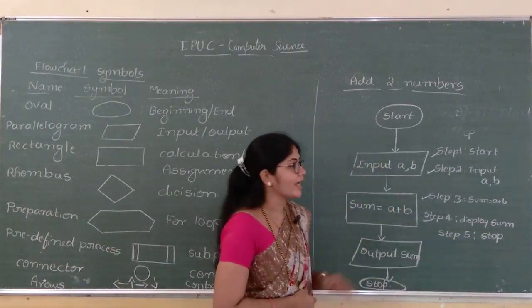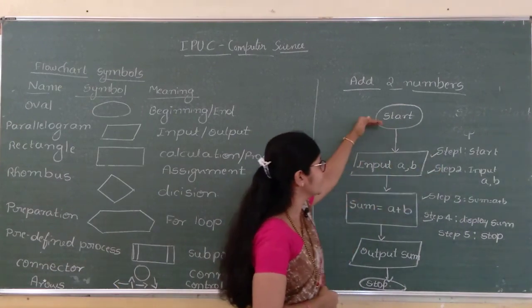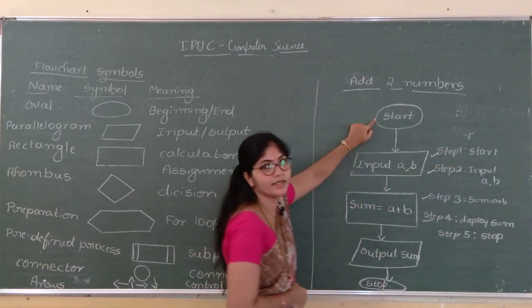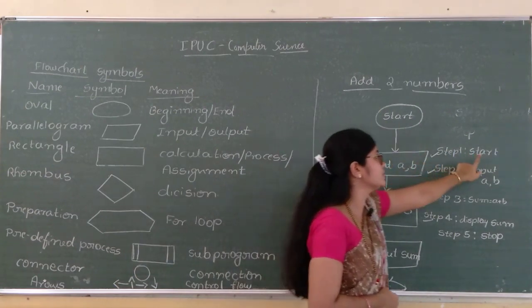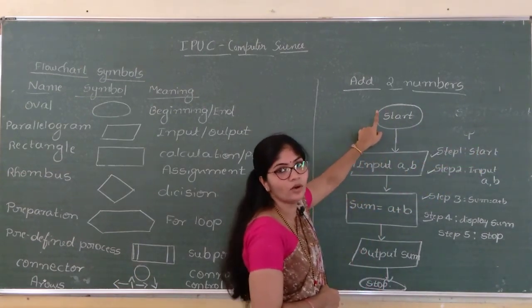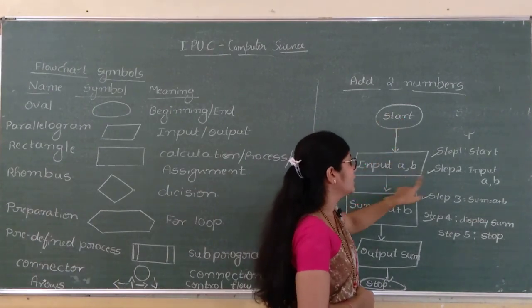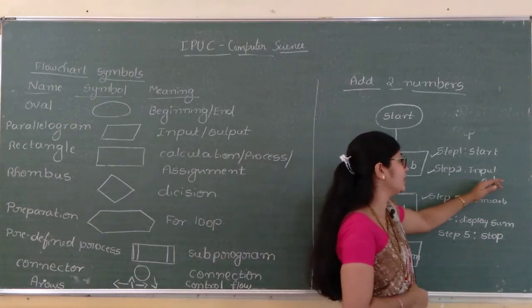So, flow chart is the diagrammatic representation of an algorithm. So, this is the algorithm. Next, first step is start, symbol oval that denotes beginning or end of the flow chart. Here step 1 is start, so we have drawn oval. Oval denotes start. Next, two inputs are required to add two numbers, input A and B.